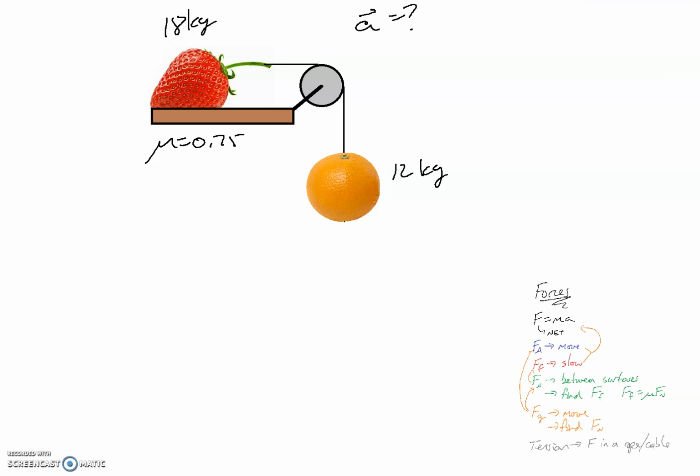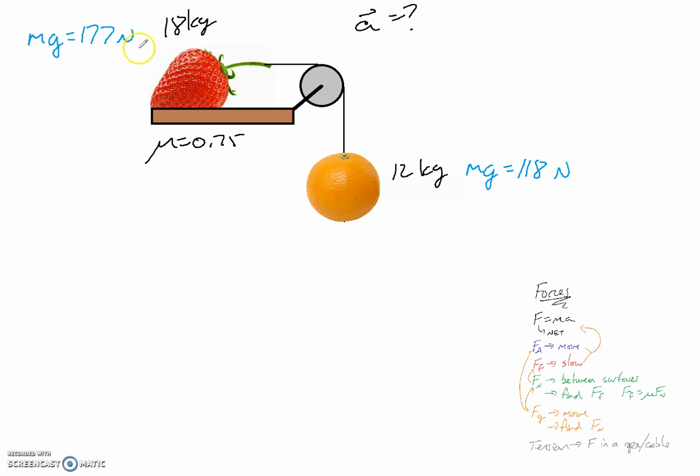So obviously both of these things have a force of gravity. So I can find the mg for my strawberry, and I can find my mg for my orange. So if I find the force of gravity for my strawberry, mass times 9.81, I can find out that my strawberry has a force of gravity of about 177 newtons. If I go to my orange and do the same type of thing, it's got a weight, or force of gravity, of about 118 newtons.